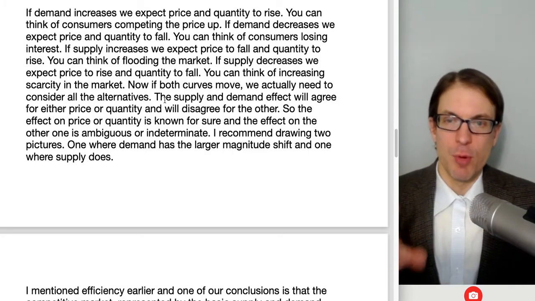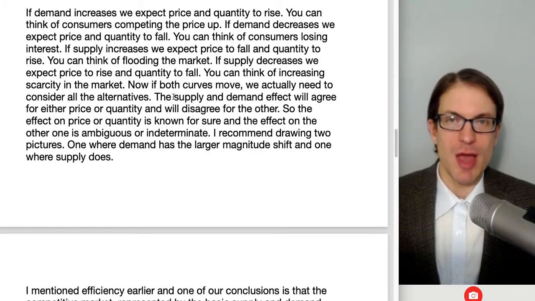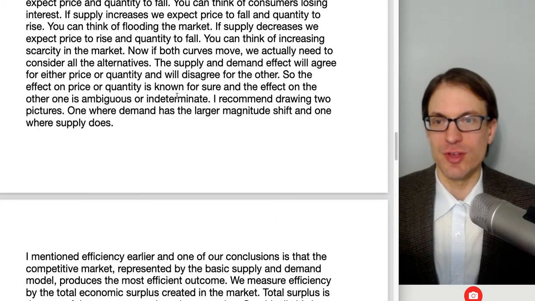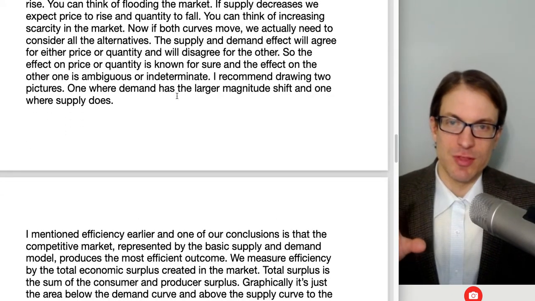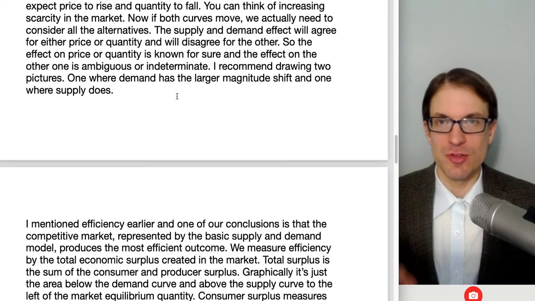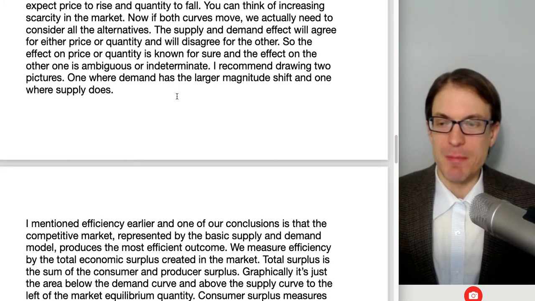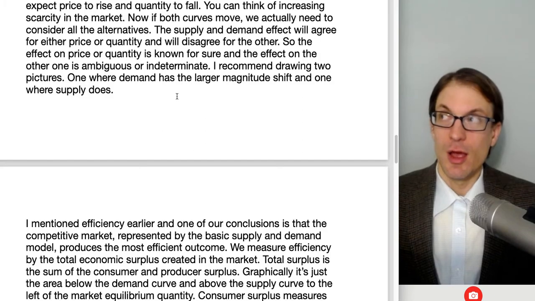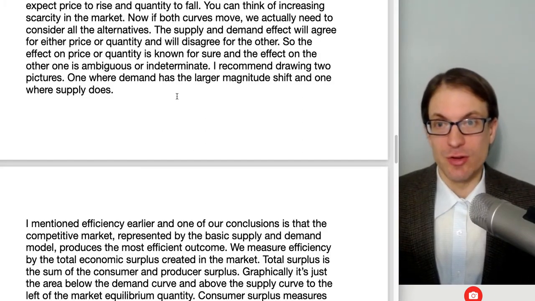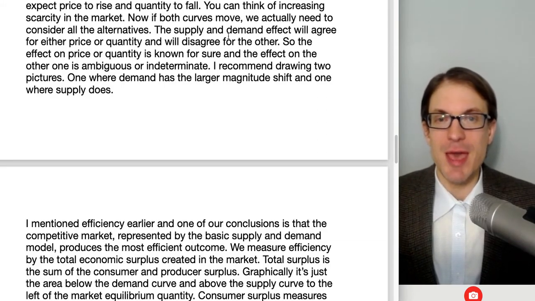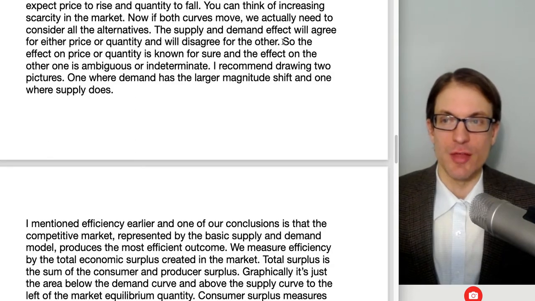All right, if both curves are moving at the same time, we actually have to consider all the possible alternatives. So we have to think about whether the demand side or the supply side is going to have a larger impact on the market price and quantity, and to what extent they might agree on the direction of the effect on one of the variables. Actually, the supply and demand effect will agree for either price or quantity. It'll disagree for the other. So the effect on price or quantity is known for sure. The effect on the other one is going to be ambiguous or indeterminate.